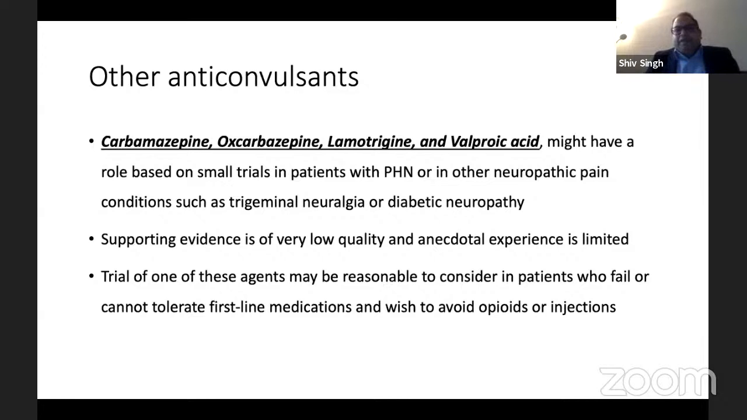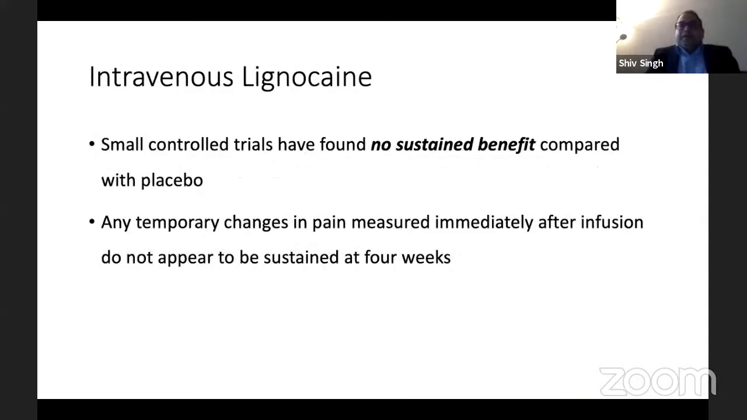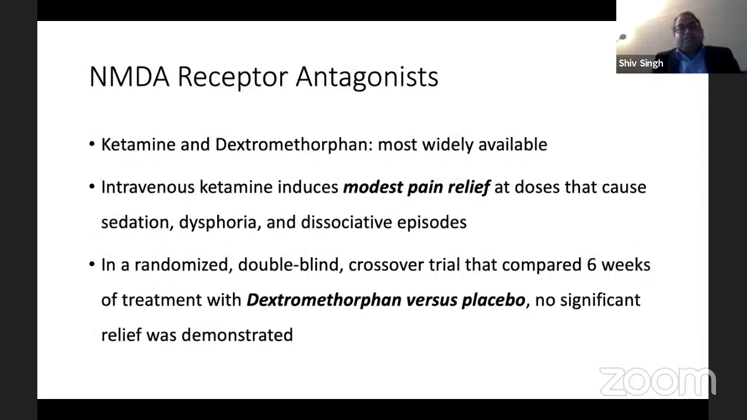Supporting evidence is of very low quality, and it's basically anecdotal experience. So these can be tried in patients who fail to tolerate their first line medications, that is gabapentinoids, or where you want to avoid opiates or injections. Intravenous lignocaine does actually give some pain relief, but unfortunately the pain relief is not sustained, not beyond 4 weeks. So intravenous lignocaine does not actually help much.